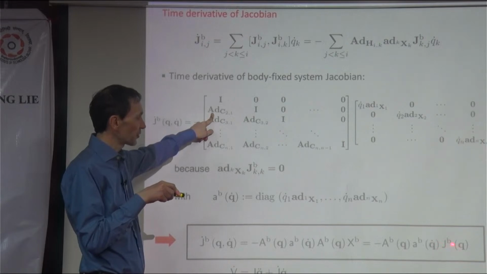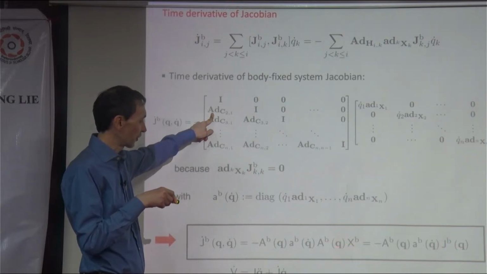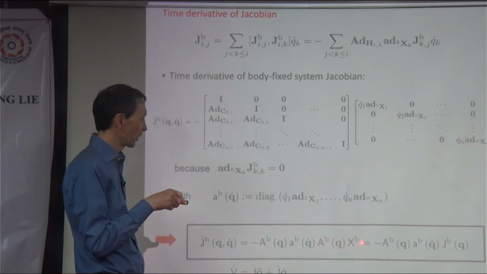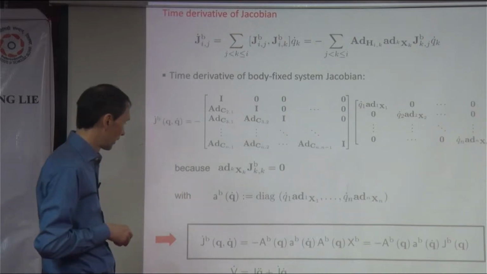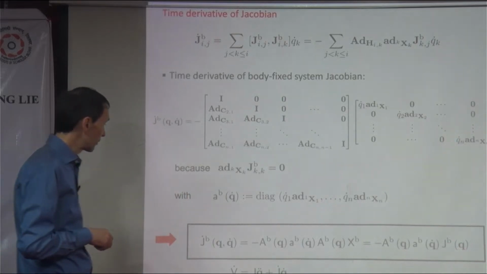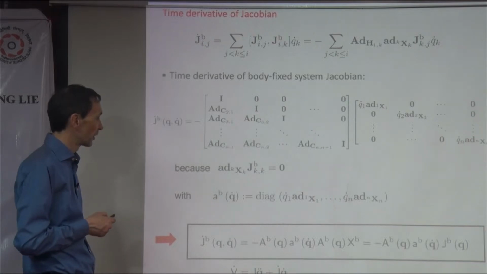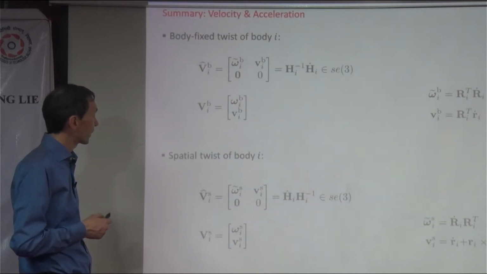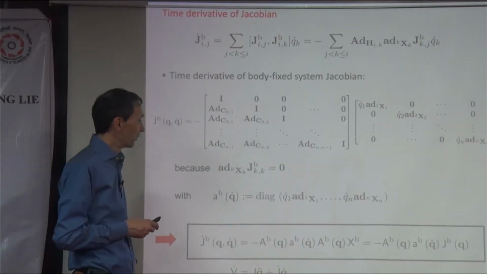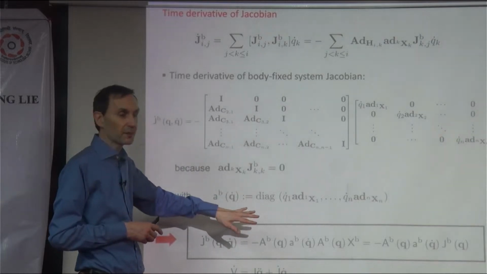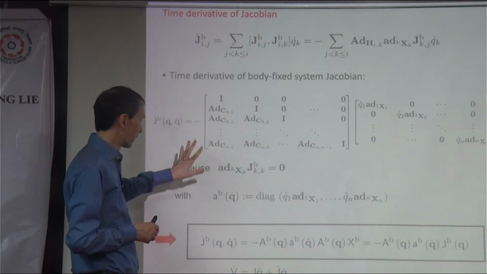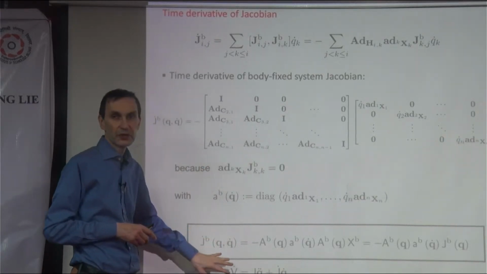If you want to express J as A times X, then it looks like this. This is just replacing AX by J. And there we go. This is the compact form for the time derivative of the system Jacobian. And that's essentially it. If you haven't followed, don't worry. The outcome is this, and that's what you're going to implement.